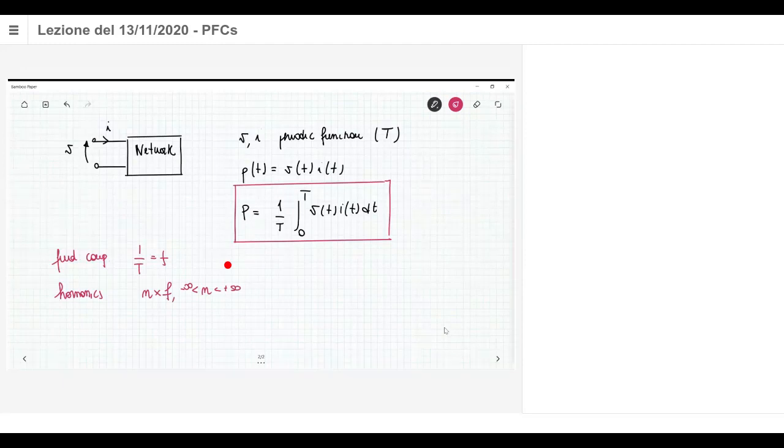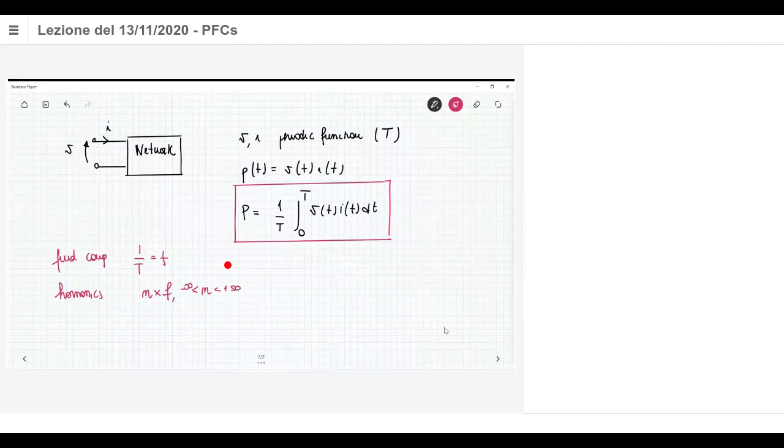And when you multiply variables, current and voltage, that have different frequencies, and then you integrate this product over the same period, you get 0. So the output power, the average power, is only due to the product of sinusoidal variables that have the same frequency. This is what I said last time.